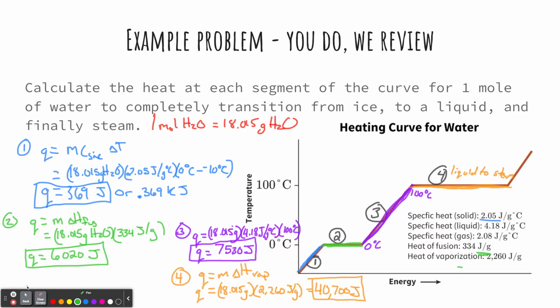Okay, guys, and I hope you were able to get that the energy required to change the temperature from 0 degrees Celsius to 100 degrees Celsius was 7,530 joules. Meanwhile, the energy required to go from liquid water to steam was 40,700 joules. And guys, keep in mind, that makes sense because you had to break the intermolecular forces between the water molecules in order to put them into the gaseous state.